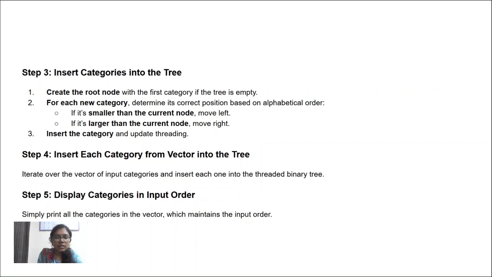Step 4 is to insert each category from the vector into the tree. Iterate over the vector of input categories and insert each one into the threaded binary tree. And then display categories in input order. Simply print all the categories in the vector, which maintains the input order.